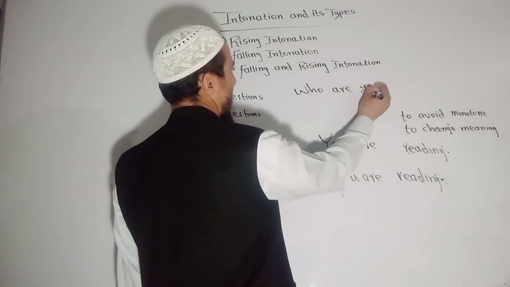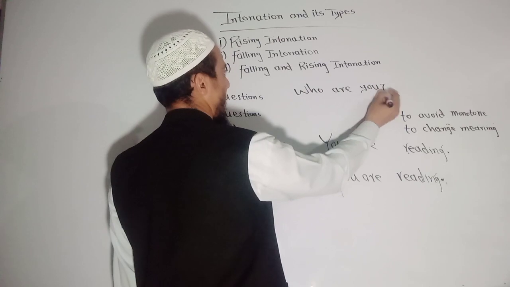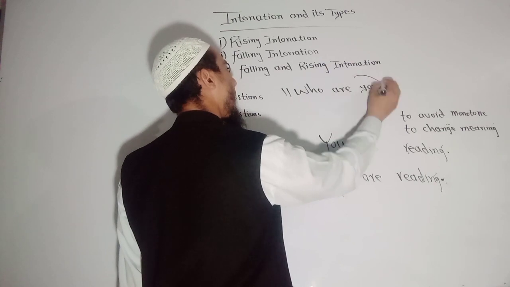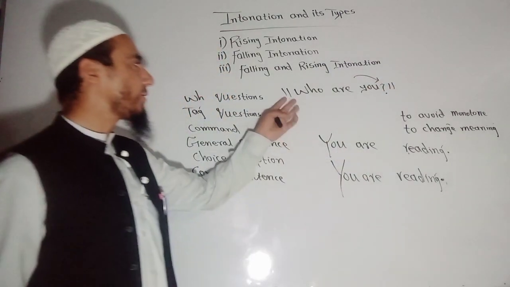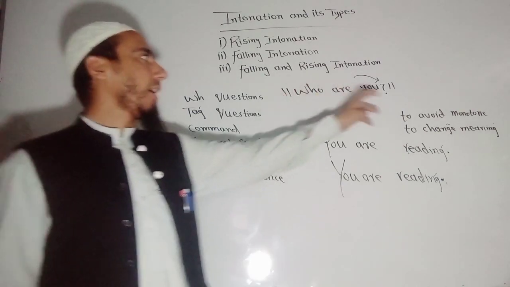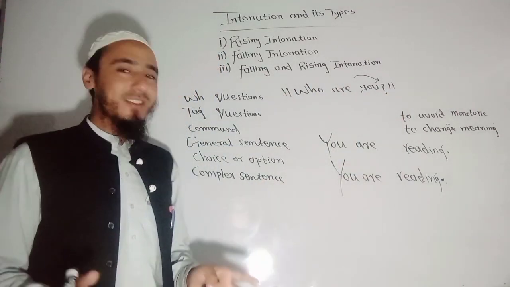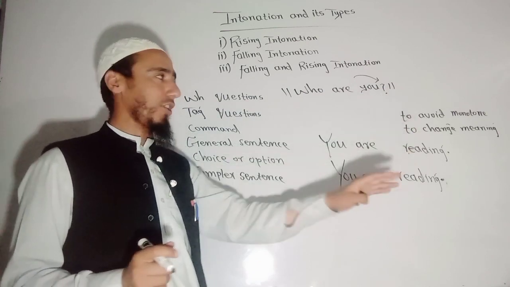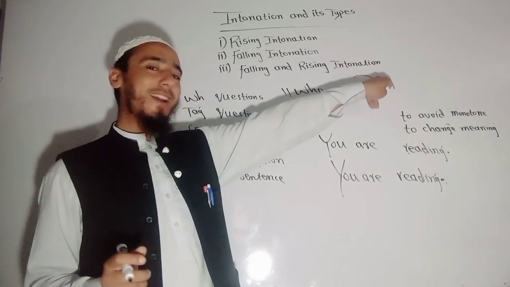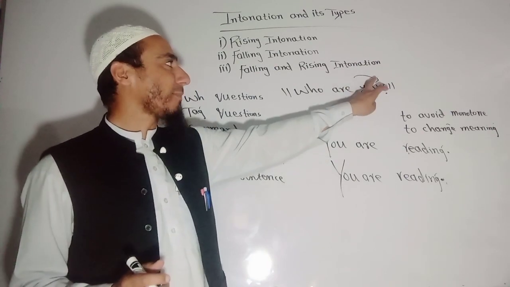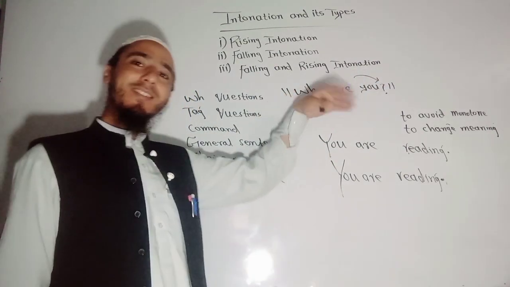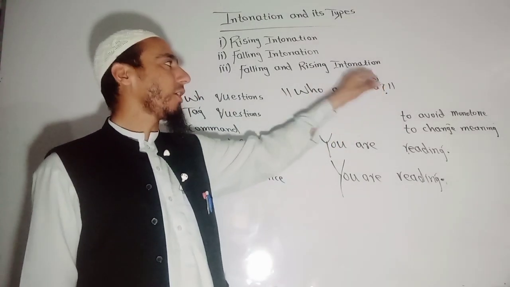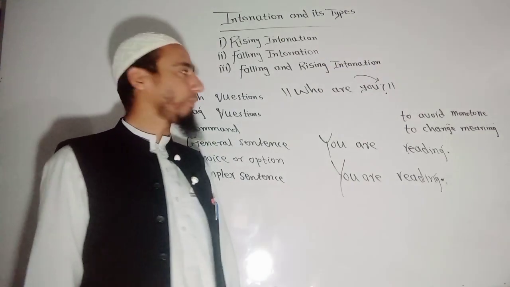Who are you? Listeners and audience, you see the two slashes here and here. These two slashes actually represent rising and falling intonation. It is just for the representation. So here this symbol, which has an arrow at the ending, represents that there is falling intonation. In this complete sentence, falling intonation is said. Who are you? So here it is falling intonation.